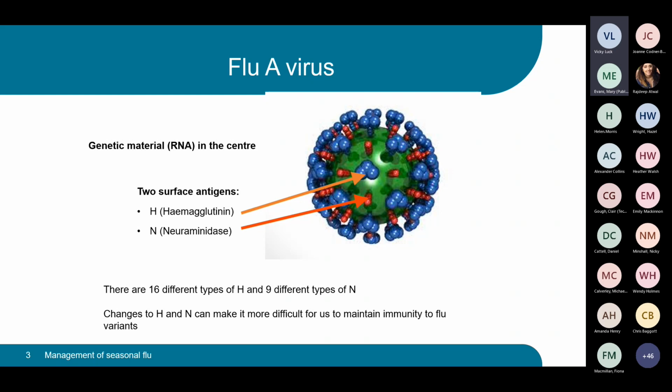The role of the H antigen is to bind to the cell of the host, and there are approximately 16 different types of H antigen. The role of the N antigen is to release the virus from the cell surface, and there are 9 different types of the N. The different types of H and N are identified by different numbers. So, for example, you get H1N1 or H3N2, which are the ones that you've probably heard of.